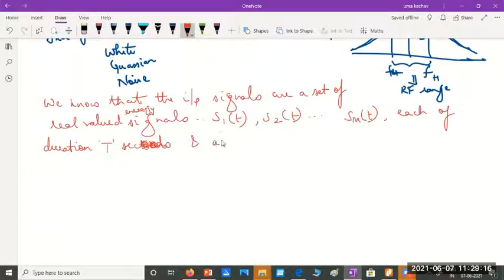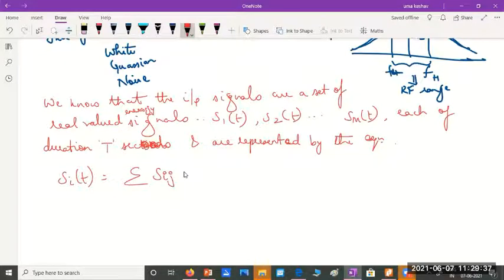Remember the representations which we considered, represented by the equation. How do I represent Si of t in terms of its coefficients? Remember, we used to call the coefficients of the signals Sij, and these coefficients should be multiplied with the orthonormal basis functions phi j of t for j ranging from 1 to n. So this is how we used to define each of the signals.